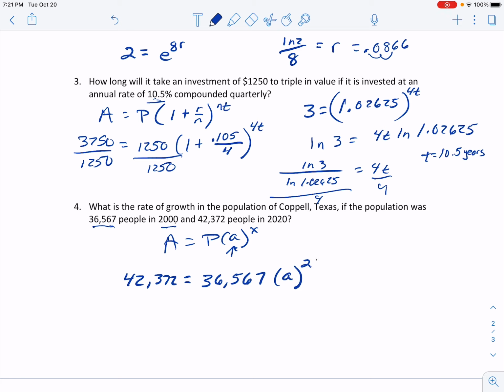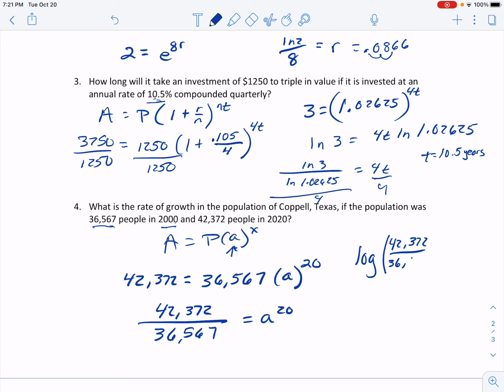Looks like 20 to me. So you get 42,372 divided by 36,567 equals a to the 20. I'm going to take the log of both sides. You can take logs or natural logs. It doesn't matter. Okay? Somebody do it one way, somebody do it the other, and compare your answer. See if it works. 20 times the log of a. Well, that's interesting. Now what do we do?